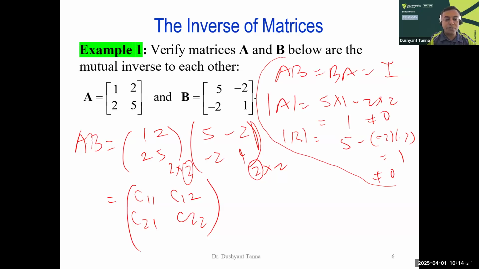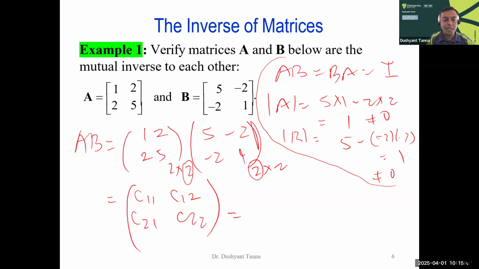First row with first column; move your finger along: first row, first column. For C12, first row, second column. So for C11 I would go 1 times 5 plus 2 times minus 2. C12, first row, second column: 1 times minus 2 plus 2 times 1. C21, second row with first column: 2 times 5 plus 5 times minus 2. C22, second row, second column: 2 times minus 2 plus 5 times 1.